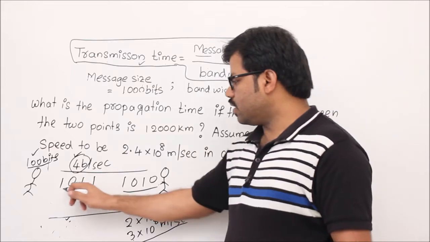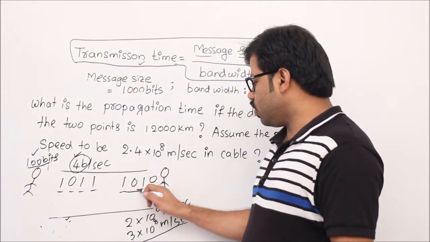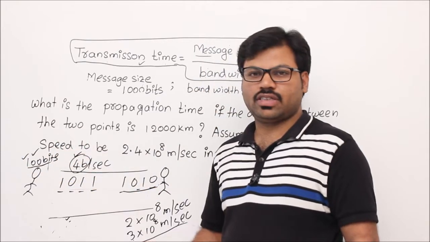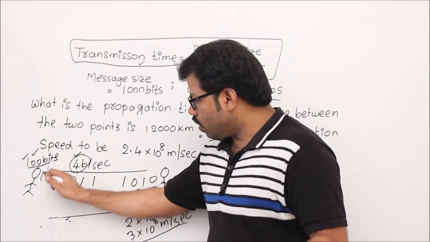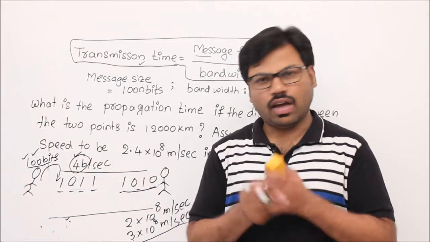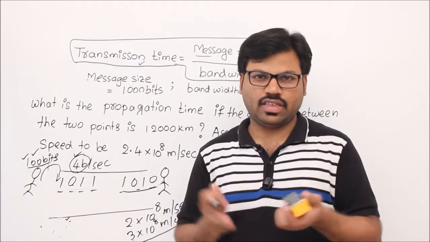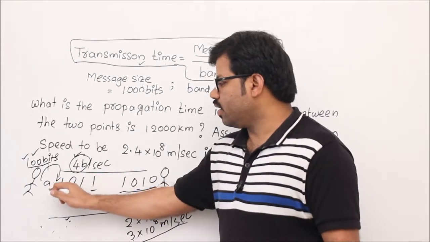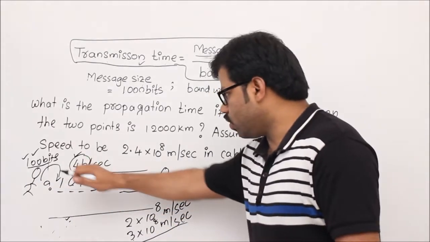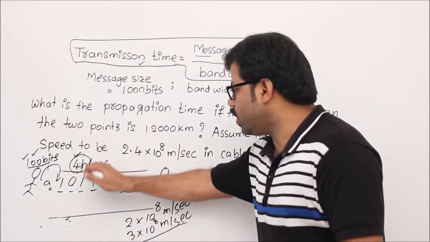So within 2 seconds you can see 8 bits into the line. Now the question is, you want to send all 100 bits, that means you want to transmit all those 100 bits onto this rod or cable or channel or network, we can use anything. Then how long will it take? 100 bits is the total size of the message, but only 4 bits you can keep.